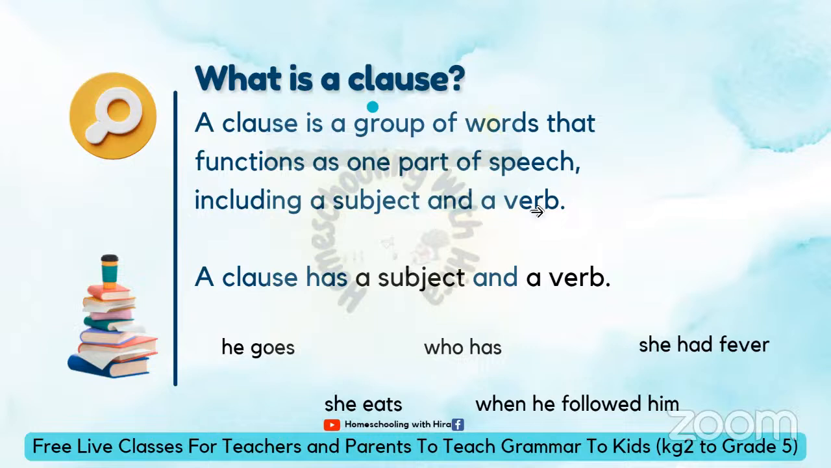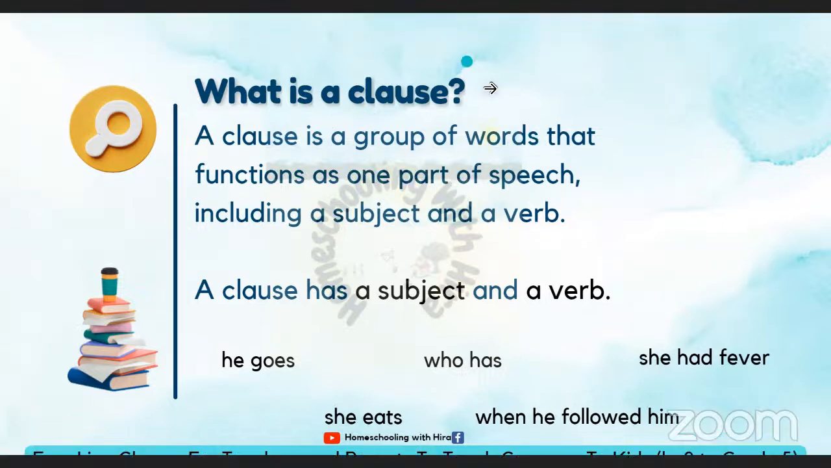Here we are with clauses. What is a clause? A clause is a group of words. Once again, ठीक है? It's a group of words that function as one part of speech. We have 8 parts of speech. ठीक है? Noun, pronoun, adjective, adverb, and so on. We can quickly say this. So, from those 8 parts of speech, a clause will act as a single part of speech, but it includes a subject and a verb.